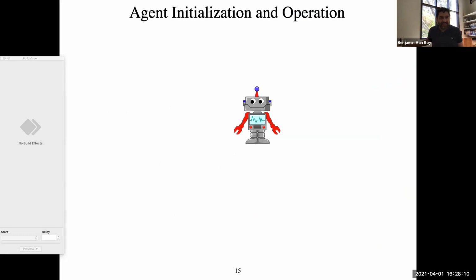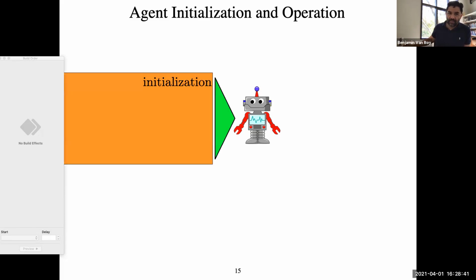Let's talk about how this agent works. The agent is a piece of software, and I'm not going to tell you how that software works yet. I'm only going to tell you what the inputs are, how you initialize the software before you let the agent loose in the wild, so that you have a clear picture of what the agent requires before it starts operating.